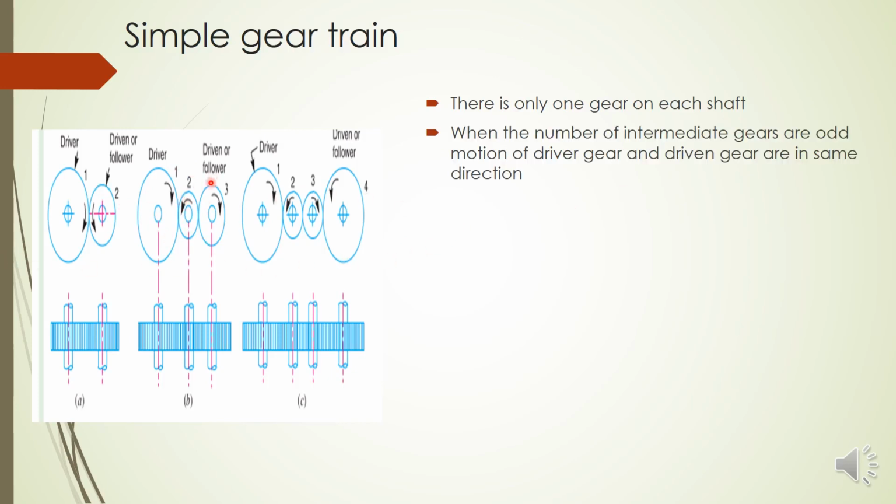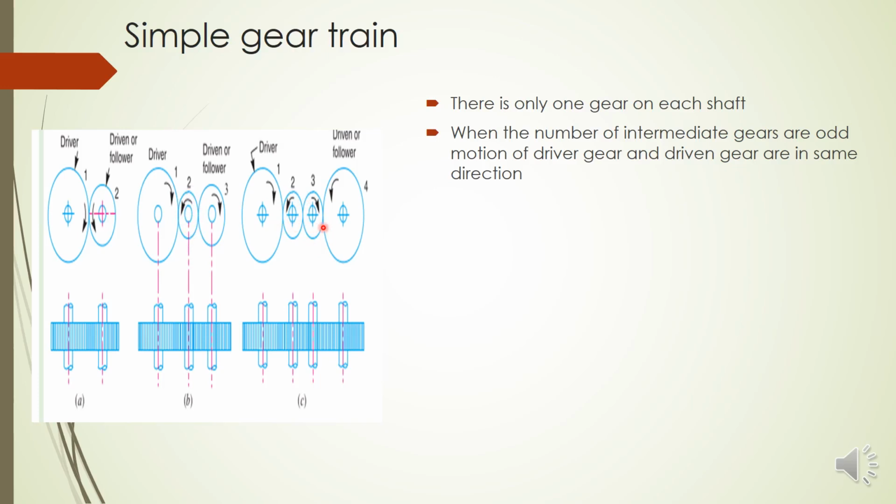And the intermediate gears: this is the first driver gear, this is the last driven gear. So the gears between them are called intermediate gears. So in the first figure, there is no intermediate gear, only a driver gear and a driven gear. In the second figure, we have one intermediate gear. And in the third figure, we have two intermediate gears.